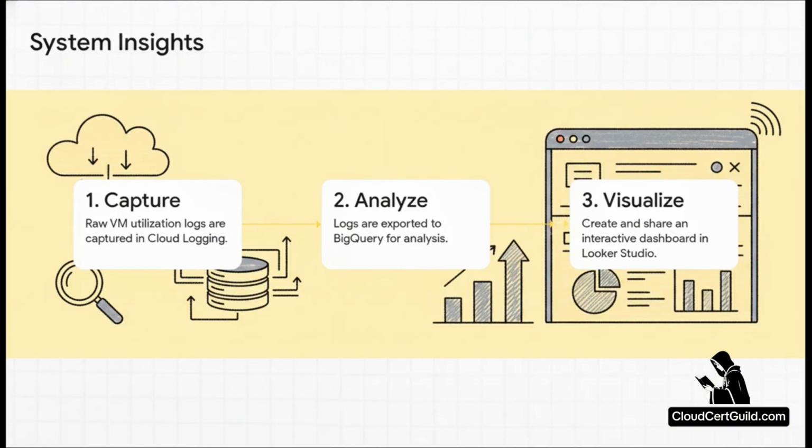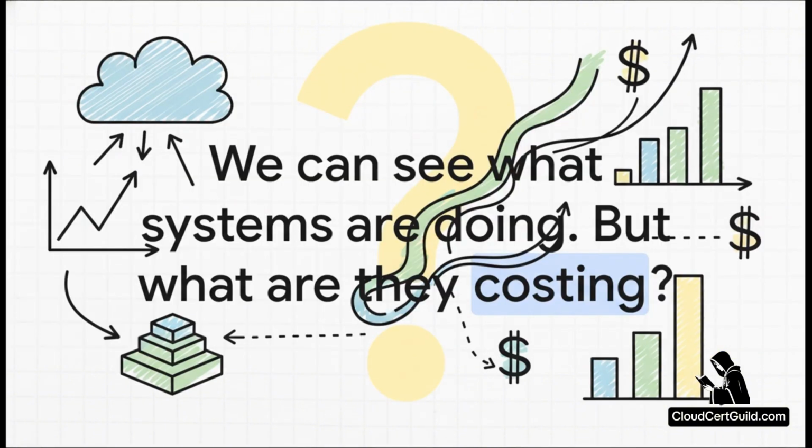So let's just recap that journey, right? It's 3 simple steps. First, you capture the raw data with Cloud Logging. Second, you analyze it in the BigQuery warehouse. And third, you visualize your findings with a Looker Studio dashboard. Capture, analyze, visualize. That's it. That's the core workflow.